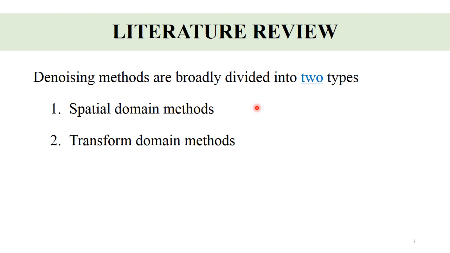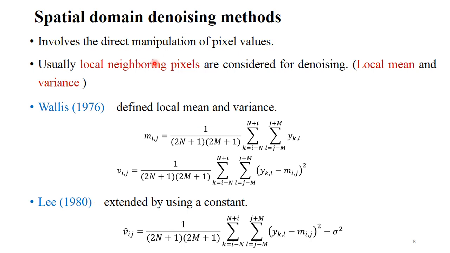We are just going to take the test images and work on those only. Now coming to the literature review. The literature review is broadly categorized into two parts: literature related to the spatial domain methods and literature related to the transform domain methods. So let us take one after another. First, the spatial domain methods. Spatial domain denoising involves pixel by pixel manipulation, direct pixel value manipulation. So it is going to consider the local neighborhood pixels. Therefore, the local mean and the variance are going to play an important role.